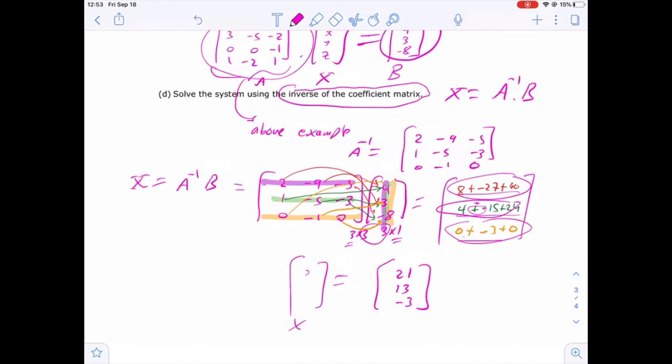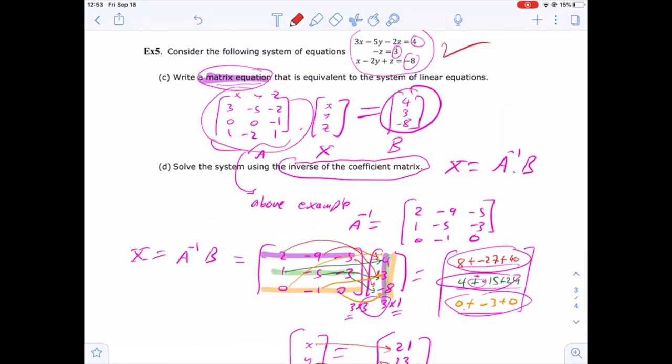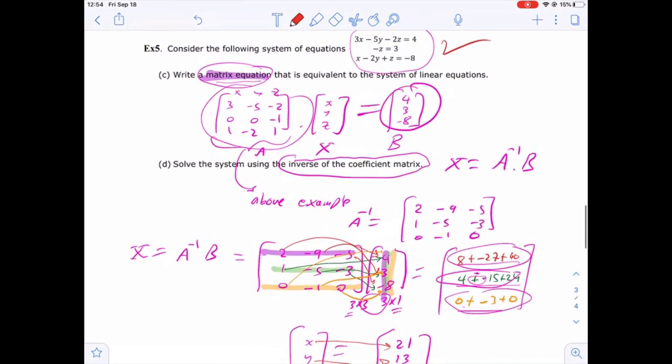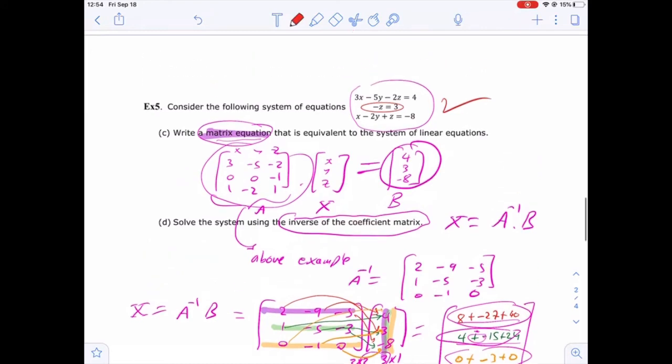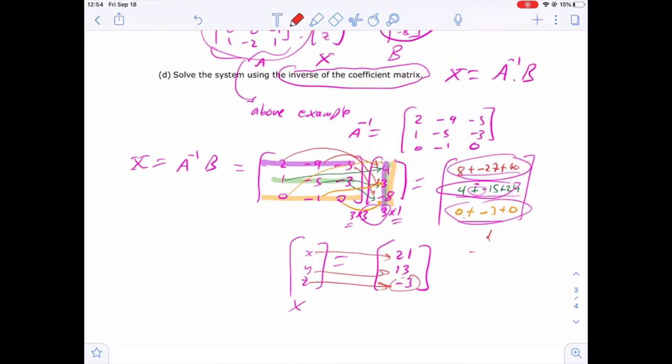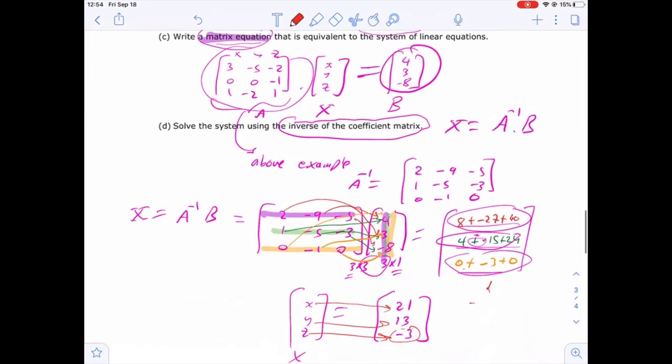So this is the matrix X, which consists of the variables x, y, and z. So the value of x is 21, the value of y is 13, and the value of z is negative 3. If we want to check our answer, we can plug into the original system. Let's do it for some value. For example, here negative z equals 3. Z is negative 3, we just plug it here. Negative z, negative negative 3, is positive 3. So we got this, and you can check the other equations.